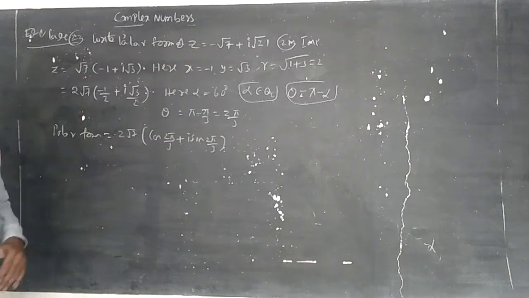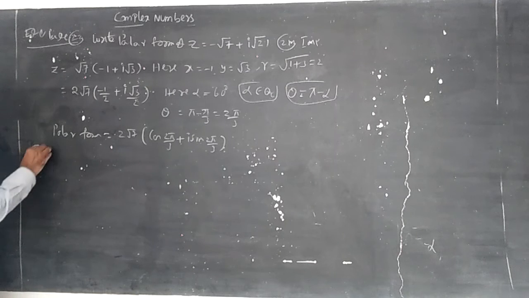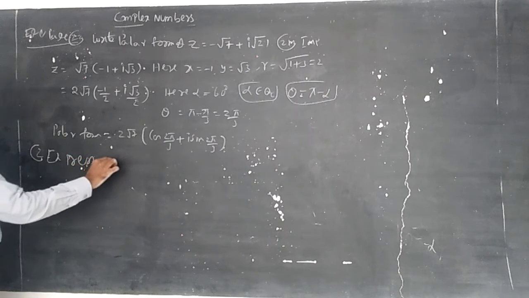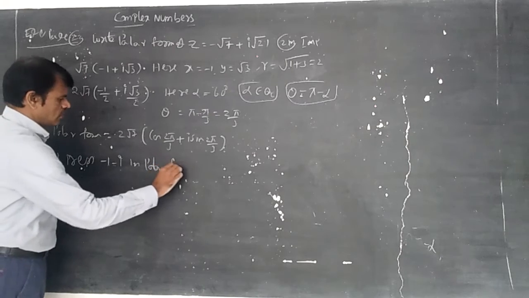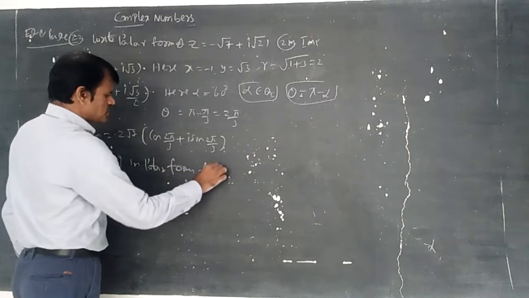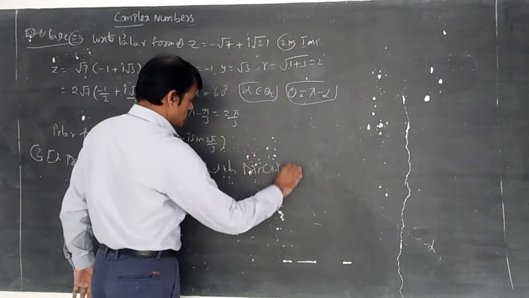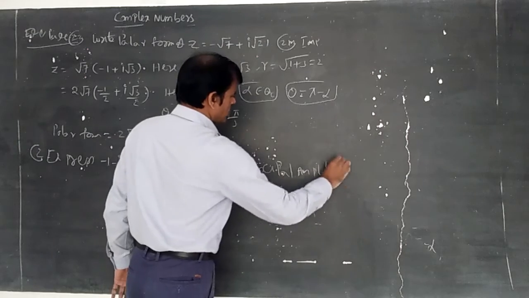Now the next question. Express minus 1 minus i in polar form. Find its principal amplitude.